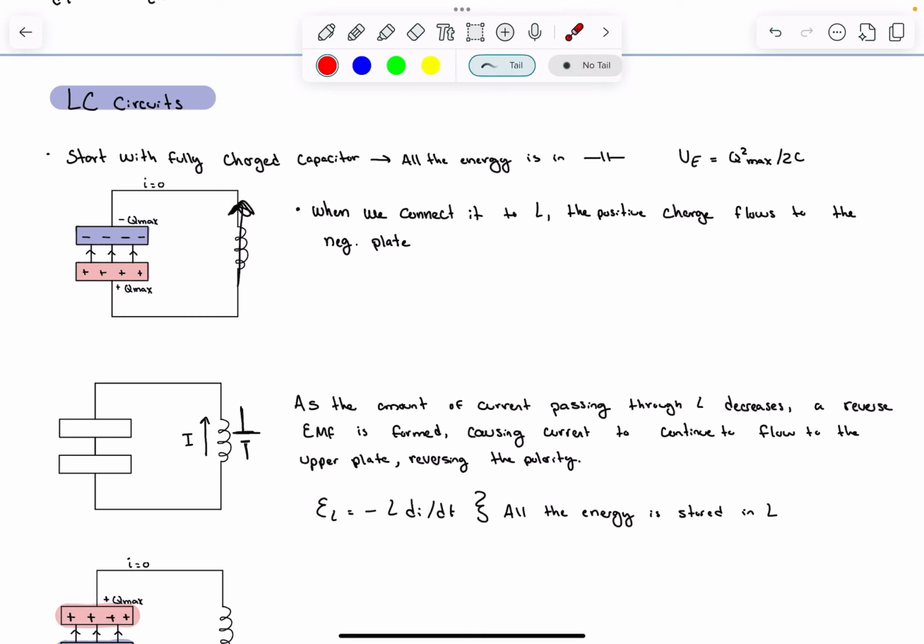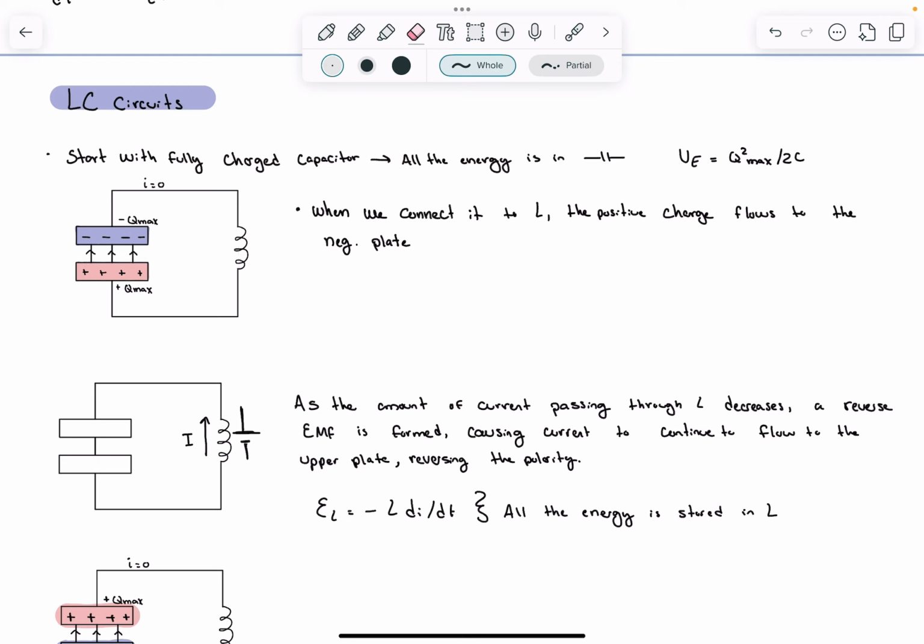In this video, we are going to be looking at LC circuits. So let's start with a fully charged capacitor like this, where all of the energy is stored inside of its electric field. We then connect it to the circuit that has an inductor placed in it like so.